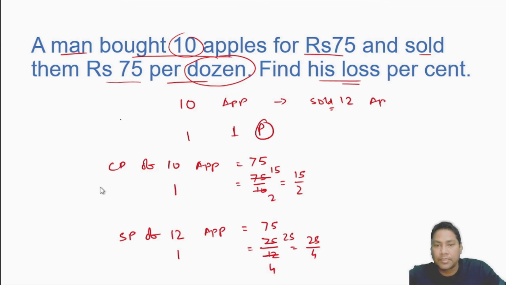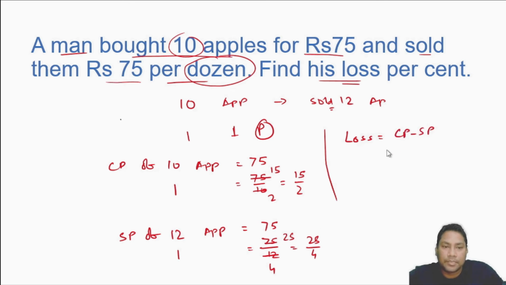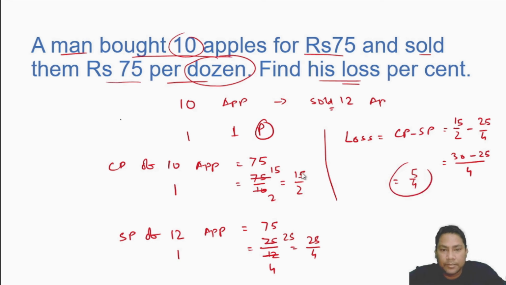Now we will calculate the amount of loss. The loss will become cost price minus selling price. The cost price is 15 by 2 minus the selling price 25 by 4. The LCM is 4: 15 into 2 is 30, minus 25. Loss is equal to 5 by 4. Now we have the loss and we have the cost price of one apple.